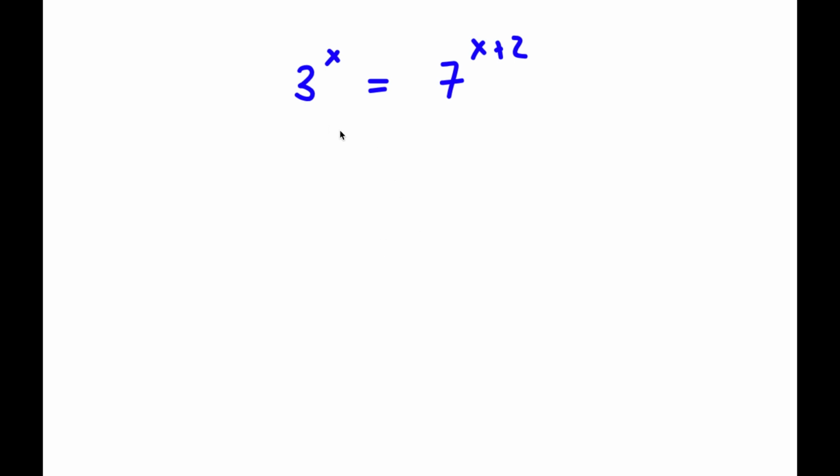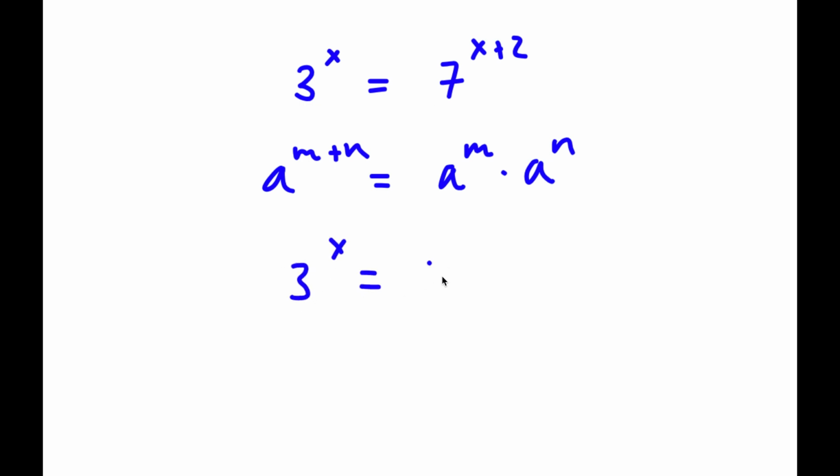Alright, so in this problem I have 3 to the power of x is equal to 7 to the power of x plus 2. So now if I have something in the form a to the power of m plus n, this is equal to a to the power of m times a to the power of n. So 7 to the power of x plus 2 I can rewrite as 7 to the power of x times 7 to the power of 2.